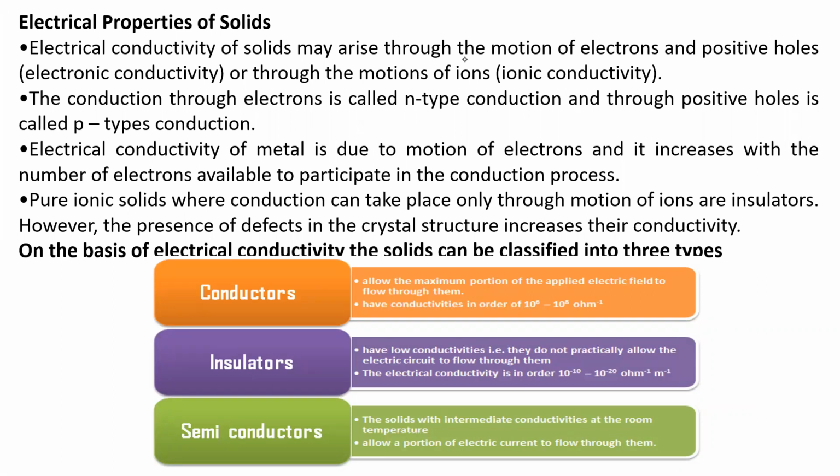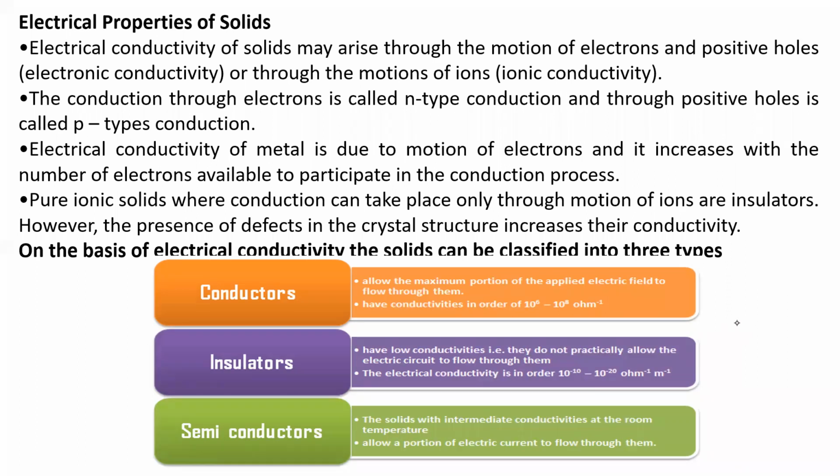So electrical conductivity of metal is due to motion of electrons, and it increases with the number of electrons available to participate in the conduction process. Pure ionic solids, in which conduction can take place only through motion of ions, are called insulators. However, the presence of defects in the crystal structure increases the conductivity.